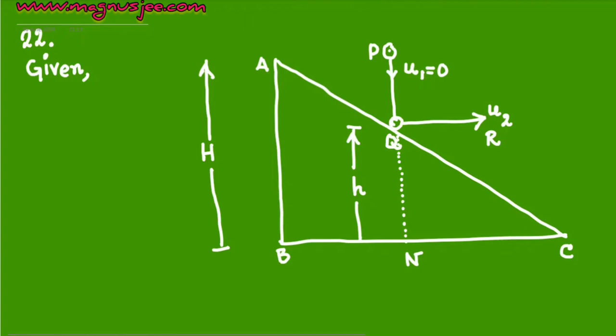Given: U1 equals 0, that is, initial velocity of the body at the point P is 0, and the time at the point P is 0. The time in which the body reaches the point Q and strikes the inclined plane is T1, and in the absence of the inclined plane, the body will travel from Q to N and strike the ground at the point N at the time T2.